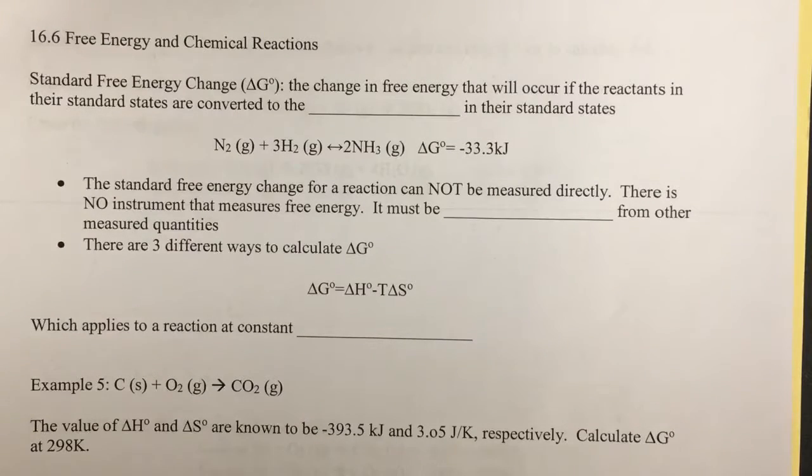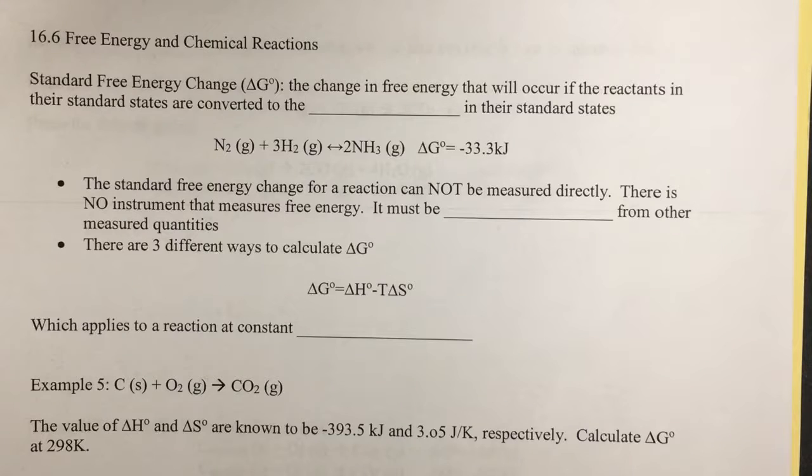So last section we started looking at standard free energy. We said that free energy was represented by the letter G, and it's going to tell me the complete overall change in energy for a reaction. So it will tell me whether a reaction is spontaneous or not. A negative delta G is a spontaneous reaction. A positive delta G is not spontaneous.